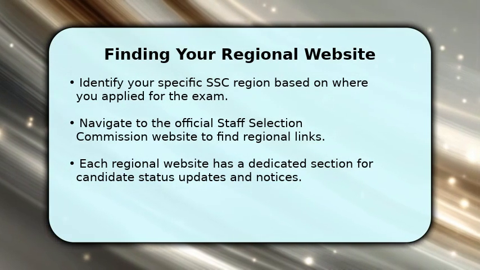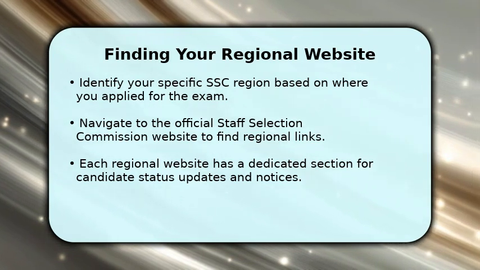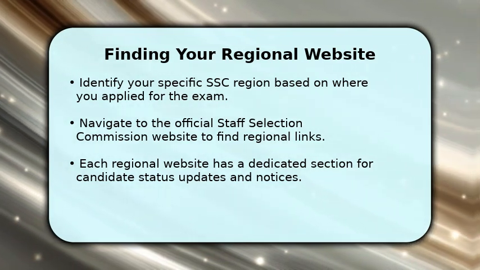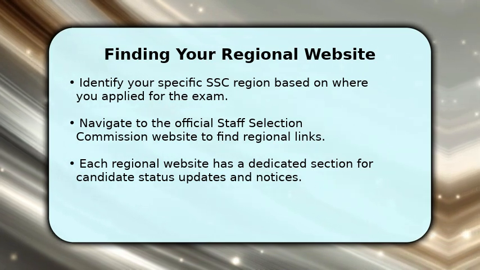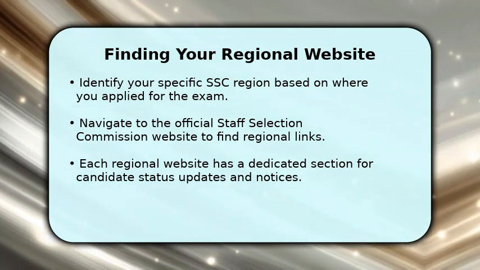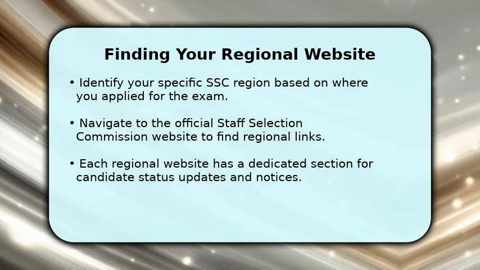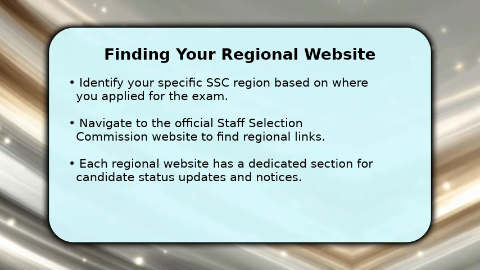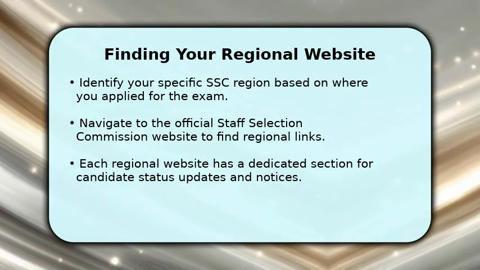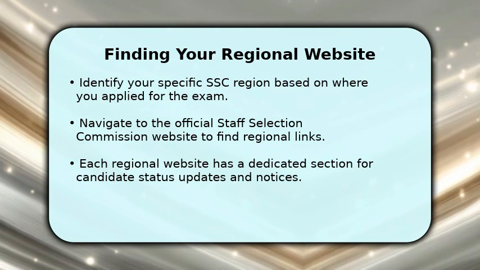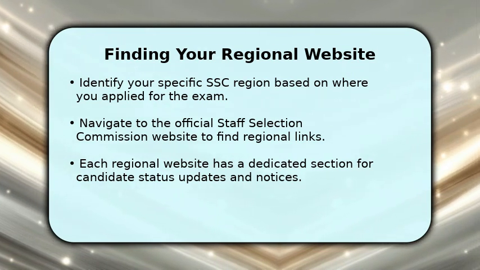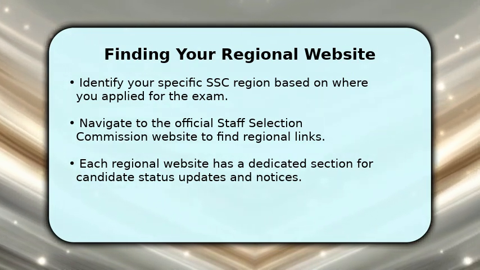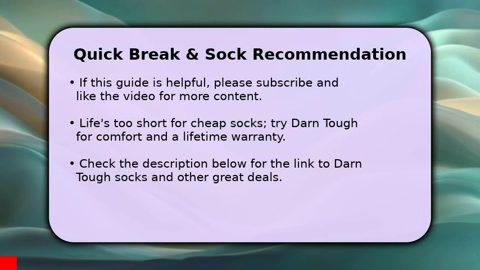First, it's important to know which SSC region you fall under. This is determined by the address you provided during your application. Head over to the main Staff Selection Commission website, where you'll find links to all the regional portals. Once on your regional site, look for a section typically labeled Candidate Status or Admit Card Status to proceed with checking your intimation.